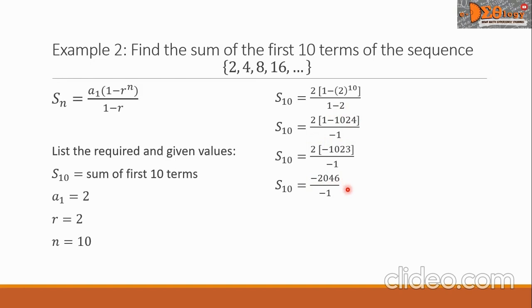2046. And we have negative divided by negative. The answer will be positive. And this is negative 1 in the denominator. So simply we can write this 2046 positive. This is our final answer as the sum of the first 10 terms of the given sequence.